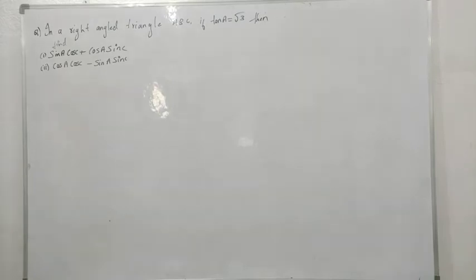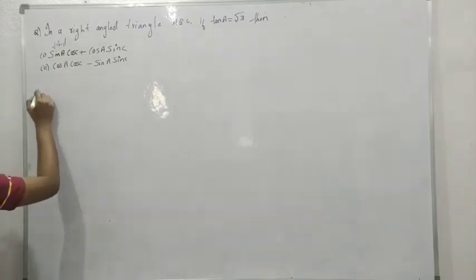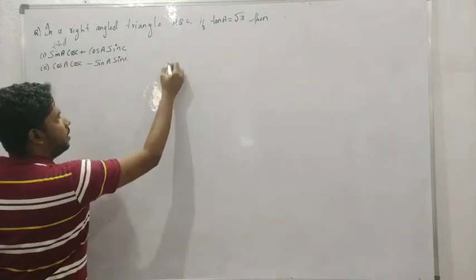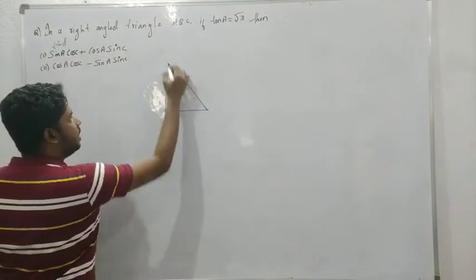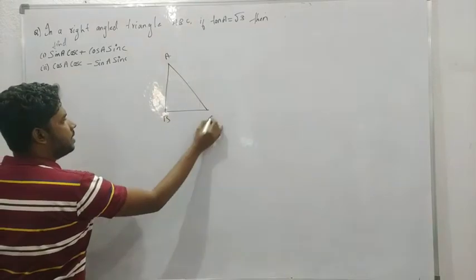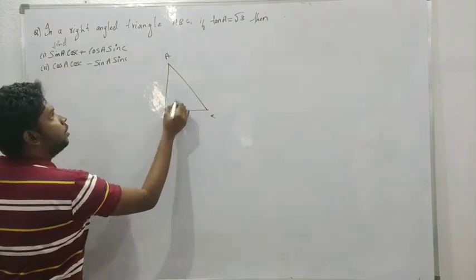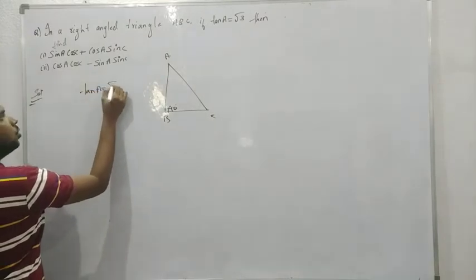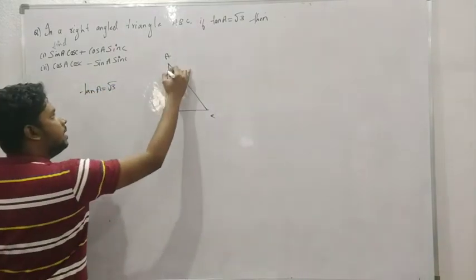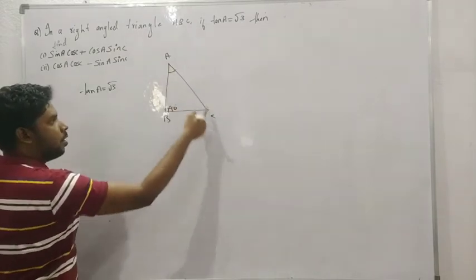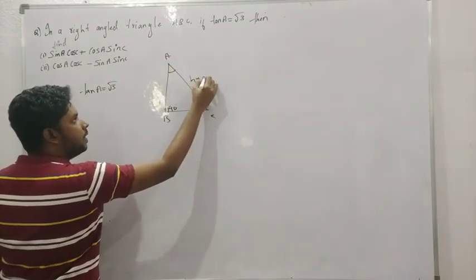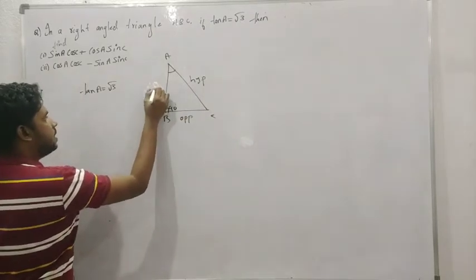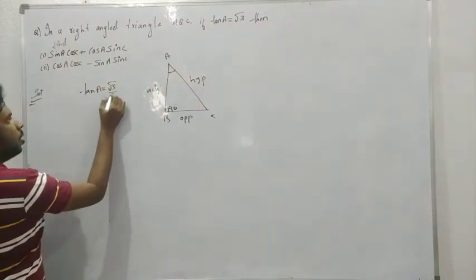So let's continue with the last question from this exercise. Given ABC is a right angled triangle. The right angle is at B, 90 degrees. If tan A is equal to root 3, where A is the given angle here, this is my longest side known as the hypotenuse, the side opposite to the angle is the opposite side, and this is my adjacent side. So I can take the denominator as 1.